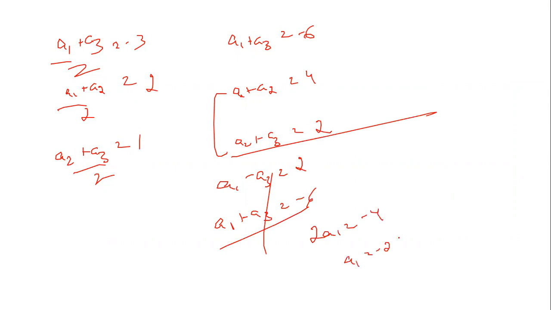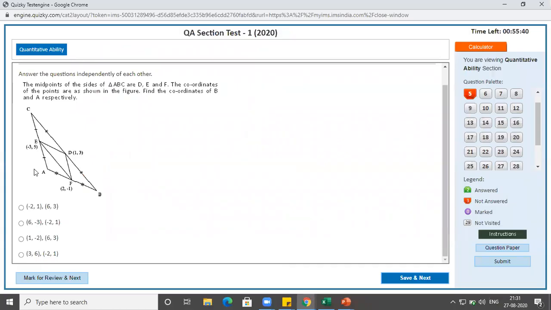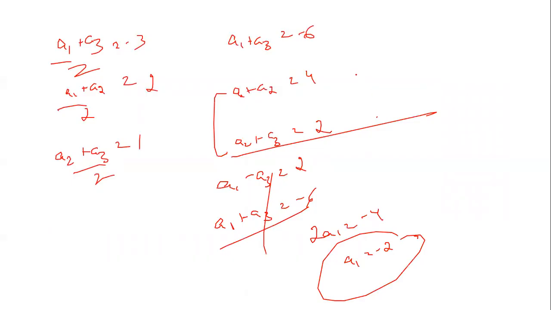A1 is equal to minus 2. So this coordinate is minus 2. What do I have to find out for the coordinates of B and A? The second one has to be minus 2. Okay, so this is giving me both minus 2. All I have to do is find out beta.